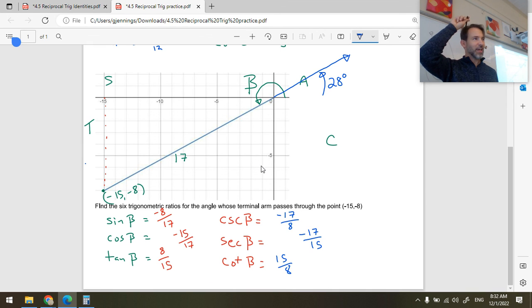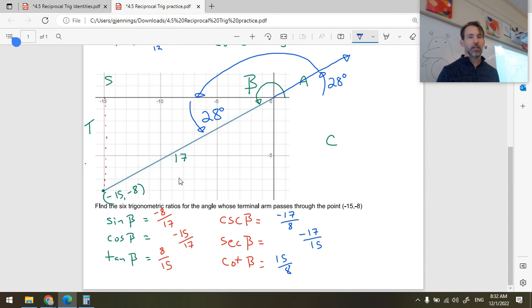How am I going to find this angle beta? You just do 180 plus 28. Yeah, that's it. So we can find this here. That would be 28 degrees, and this would be plus 180. And then we would have it. 28 plus 180, so it's 208 degrees. Beta equals 208 degrees.